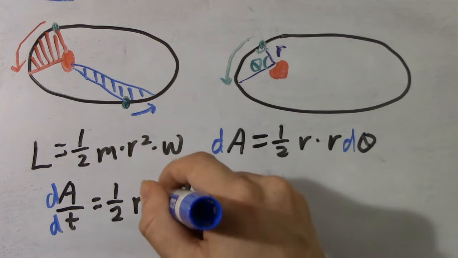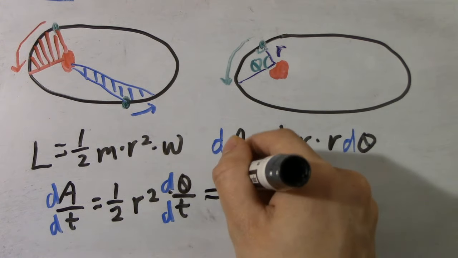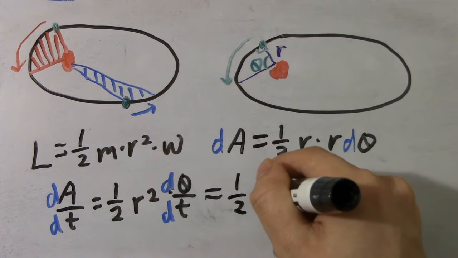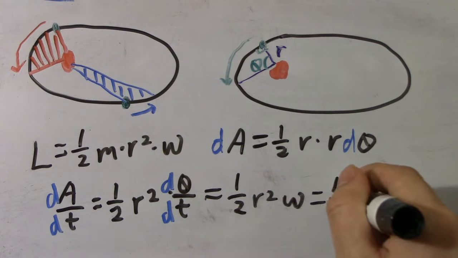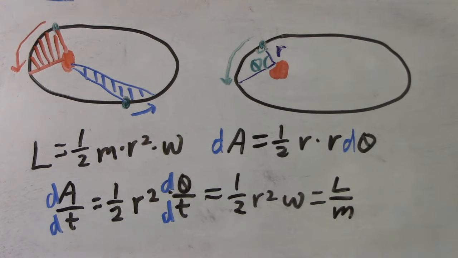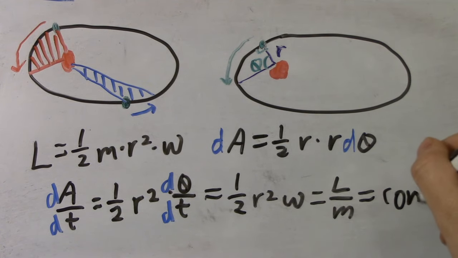Theta divided by t is the angular velocity, omega. Making this substitution, we see that A divided by t equals 1/2 r squared times omega, which equals angular momentum divided by the mass of the planet. Due to conservation laws, both angular momentum and the mass of the planet are constant. This tells us that A divided by t, which measures the amount of time it takes to sweep out some area, is constant. This thus verifies Kepler's second law of planetary motion.